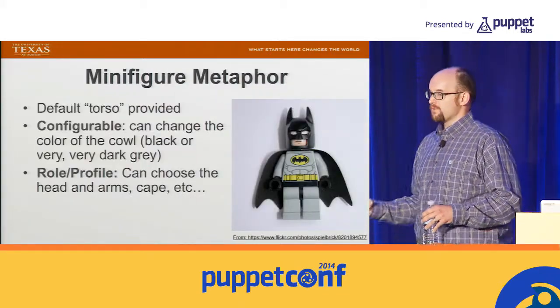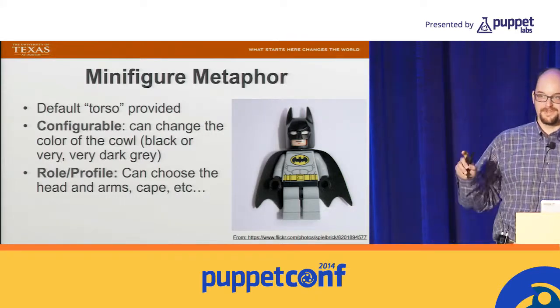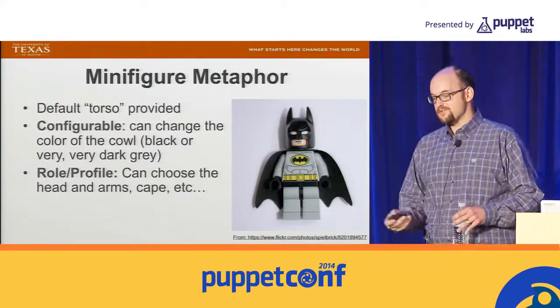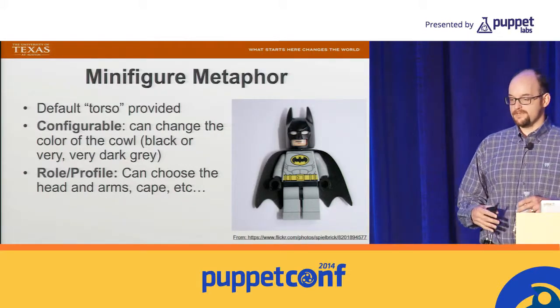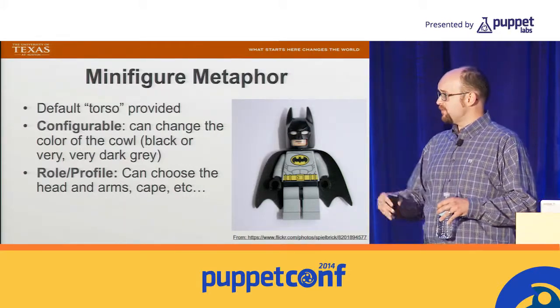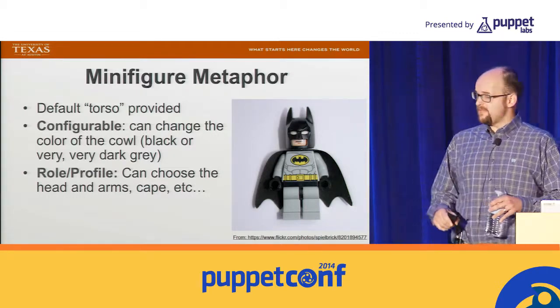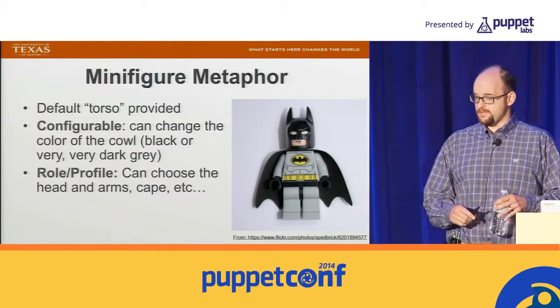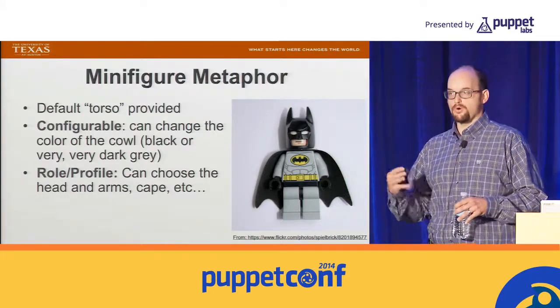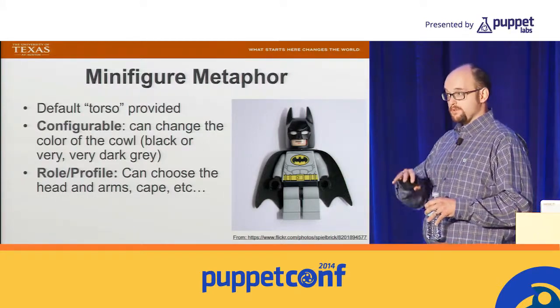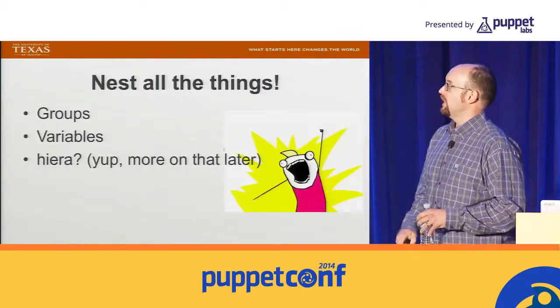As a metaphor for roles and profiles, and this is my first funny slide, you can use a minifigure metaphor. We provide at the base layer a default torso, and then you can configure that torso, but then you can also add heads, arms, capes, cows, whatever. You can add your own configuration to that.